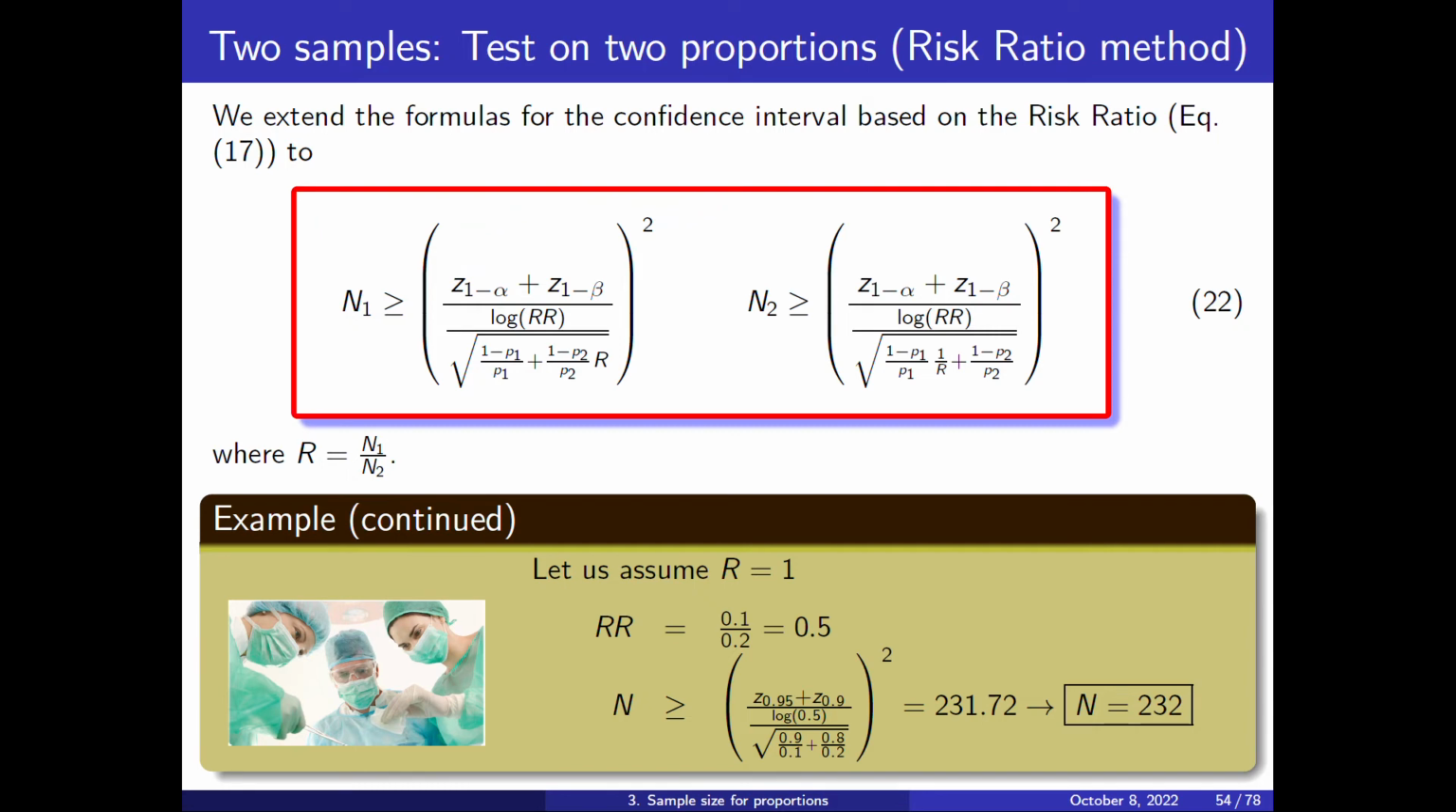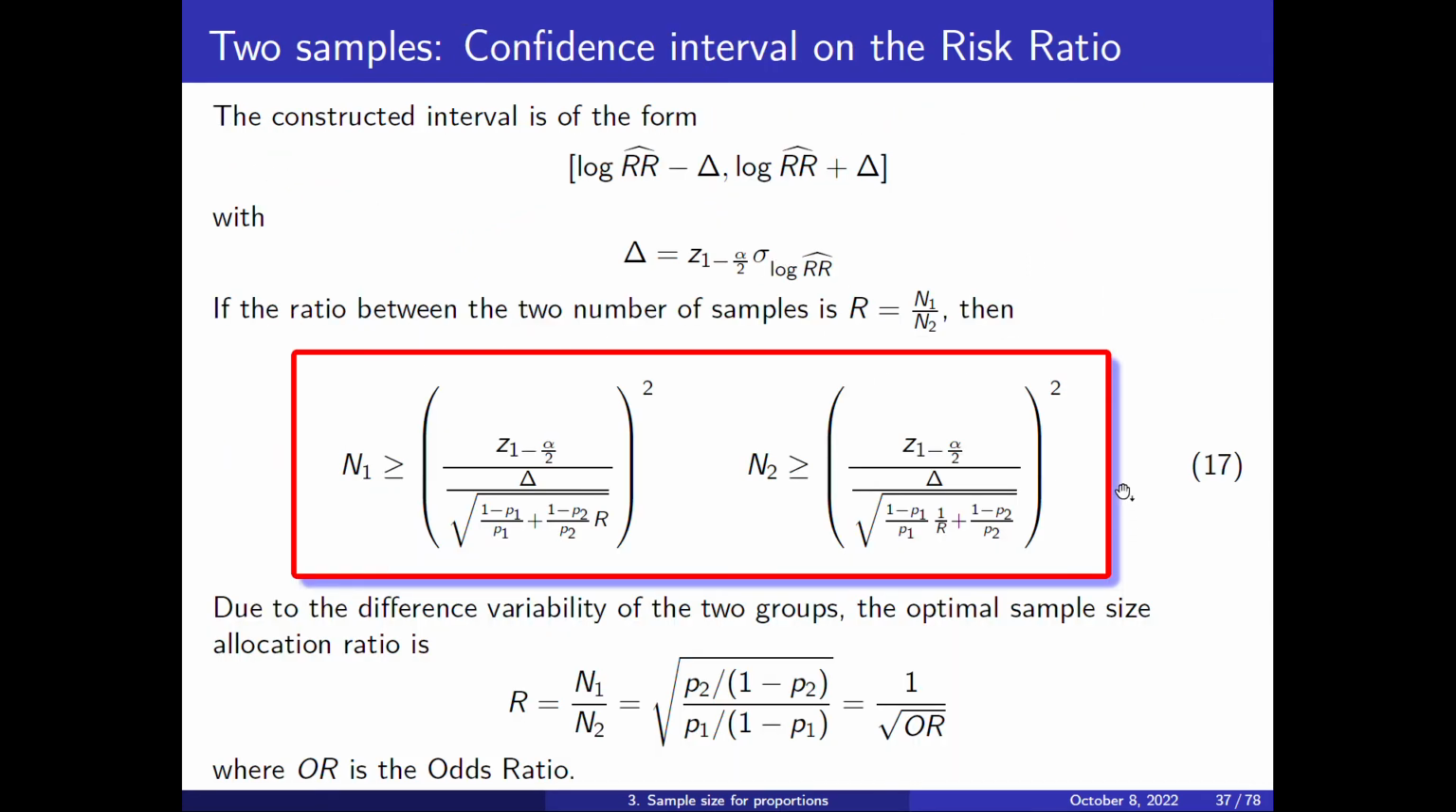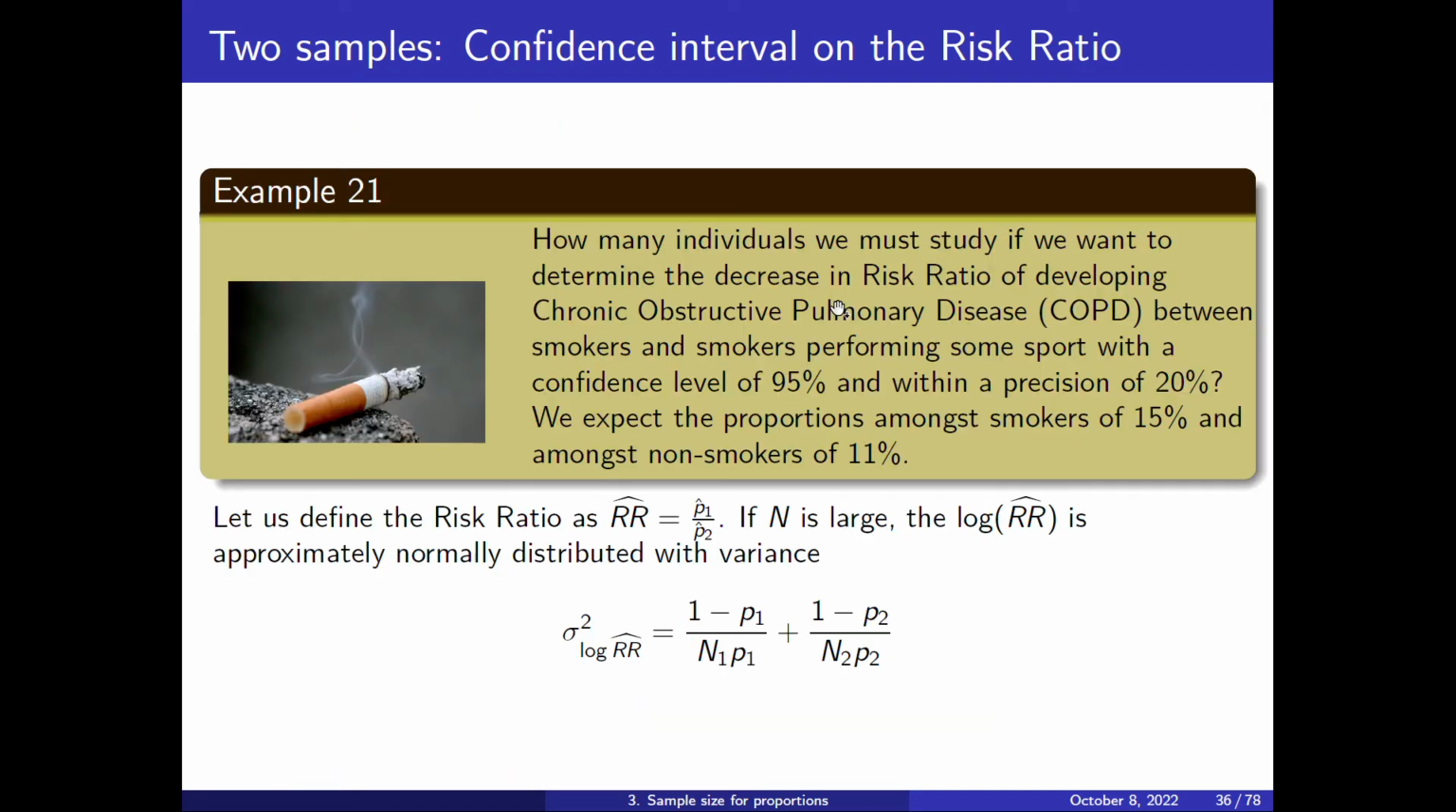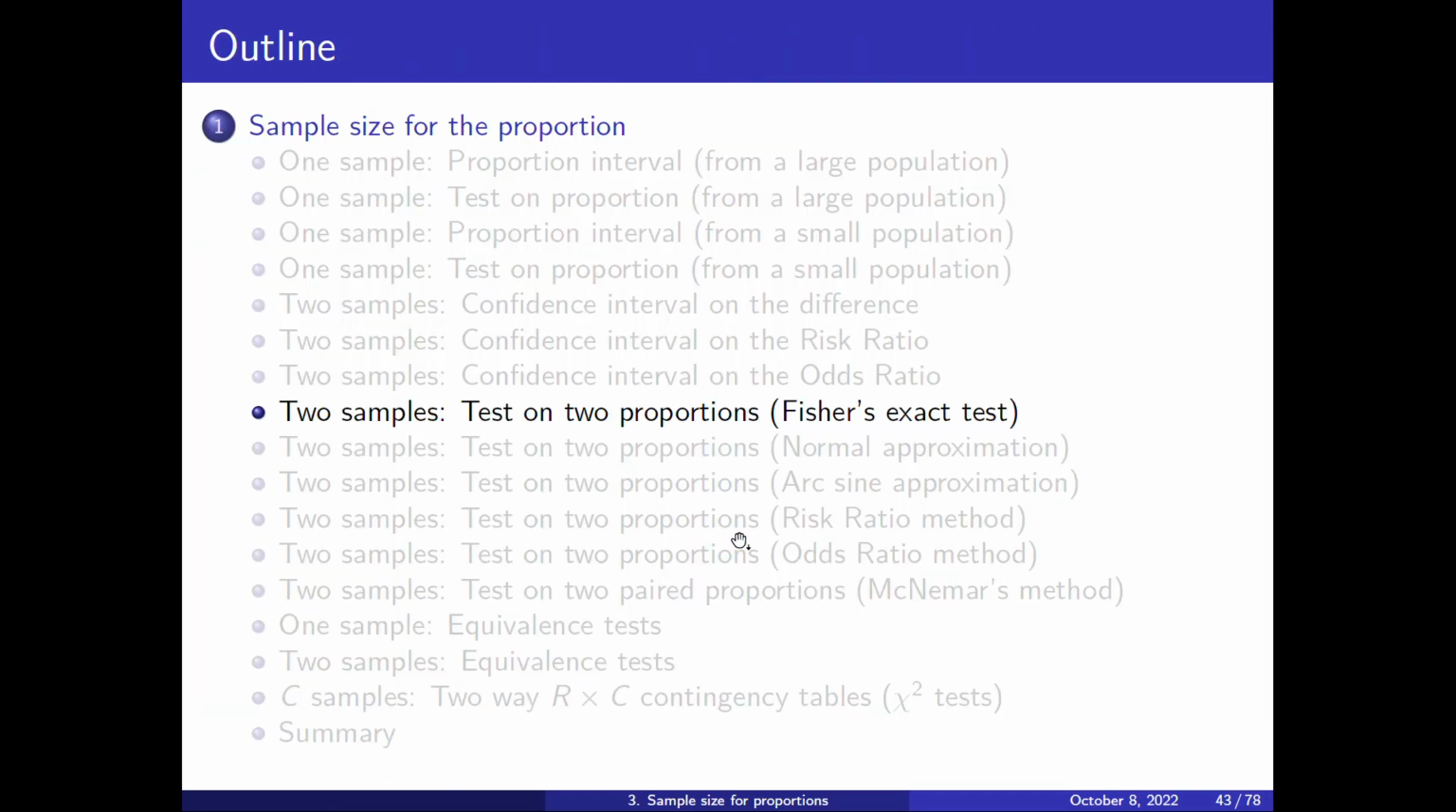Okay, so what if we want to make this design, but based on the risk ratio? The risk ratio was this equation 17 that we had here. So equation 17, yes, this is the risk ratio, that is the ratio between P1 and P2. So let us go back to our risk ratio method.